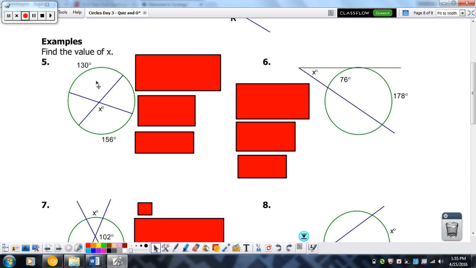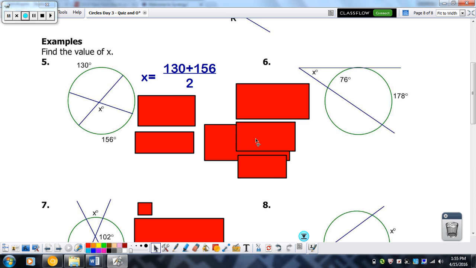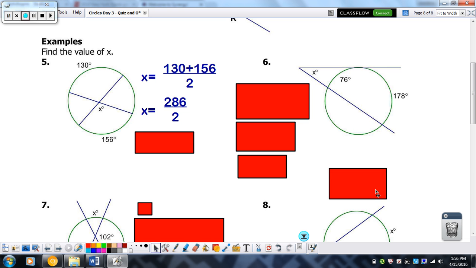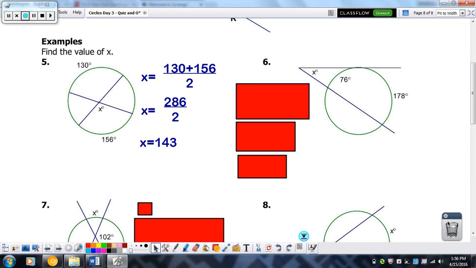You can see in number 5, these intersect inside. If you're a little confused on whether to add or subtract, you can almost see how when they intersect inside, it almost makes a plus. So we're going to add here. The way we'd set this up is we're going to add the arc measurements and divide by 2. So x is going to equal the sum of the arcs, 130 degrees plus 156 degrees, divided by 2. So 130 plus 156 is 286, divided by 2, and we end up with x equals 143. So the measure of that angle would be 143 degrees, as would the measure of that one.